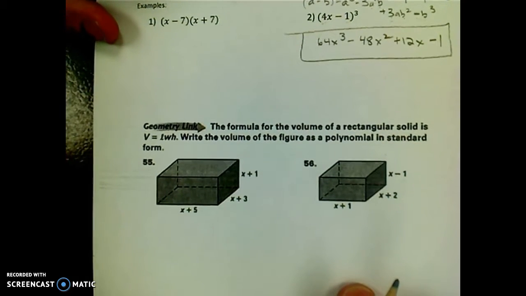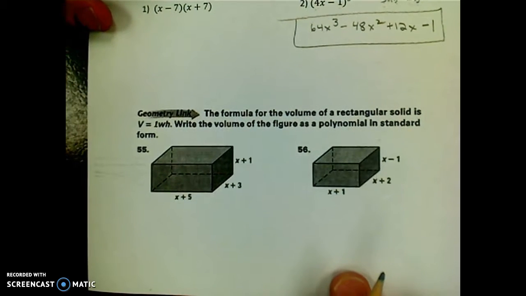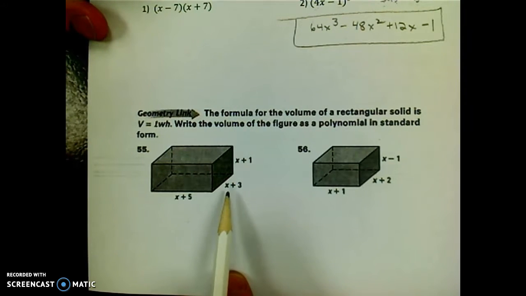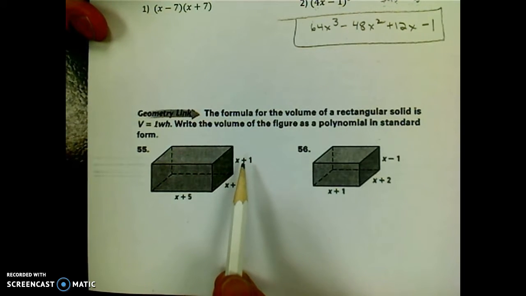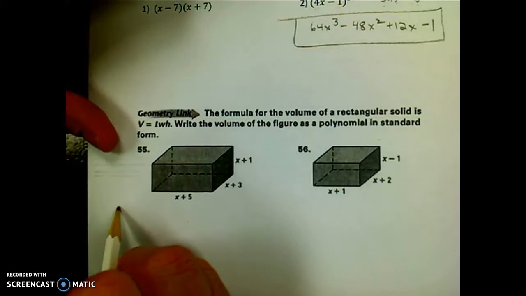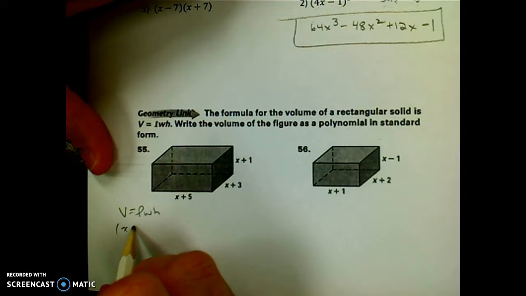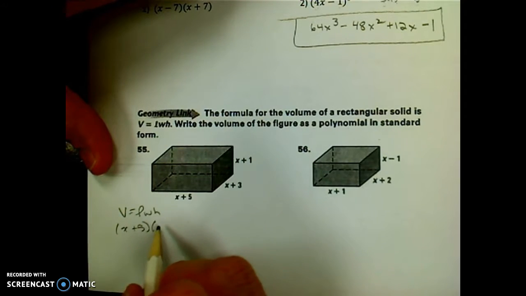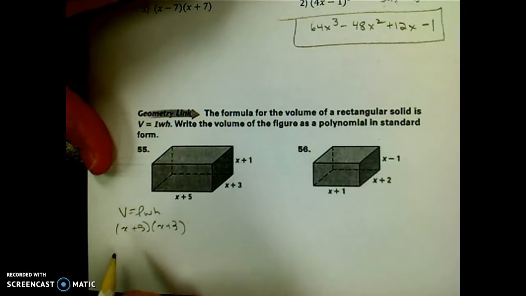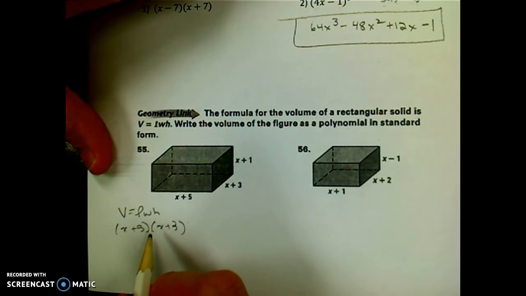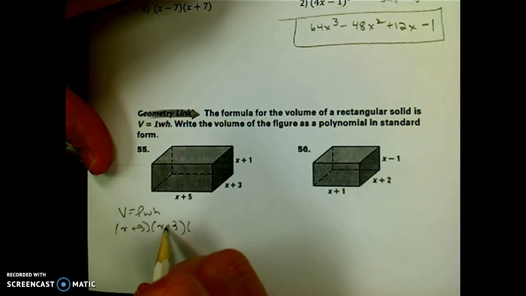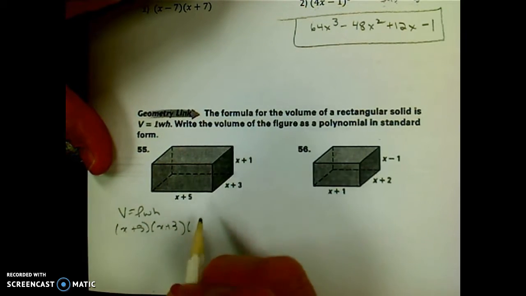All right, so we take a look at a couple of word problems. It's geometry related, and we're given a couple of rectangular prisms with some dimensions given as algebra expressions, x plus 5, x plus 3, x plus 1, and we're asked to find the volume. Well, volume is length times width times height. So let's go ahead and take these one pair of binomials at a time and then times the third.